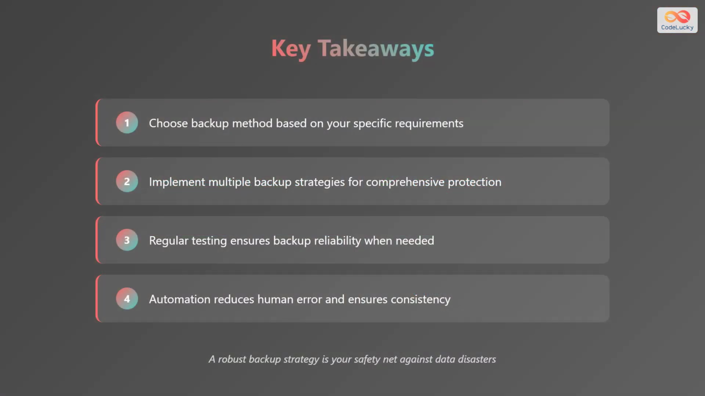Here are the key takeaways from this video. Number 1. Choose a backup method based on your specific requirements. Number 2. Implement multiple backup strategies for comprehensive protection. Number 3. Regular testing ensures backup reliability when needed. And number 4. Automation reduces human error and ensures consistency. Remember, a robust backup strategy is your safety net against data disasters.